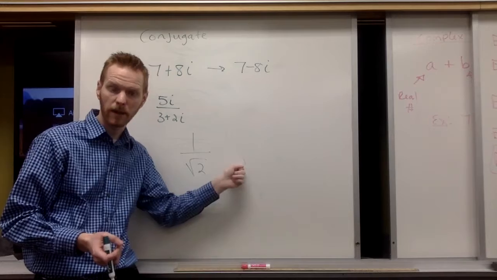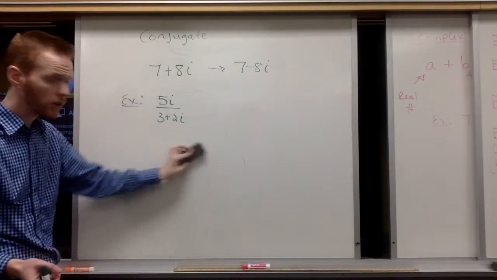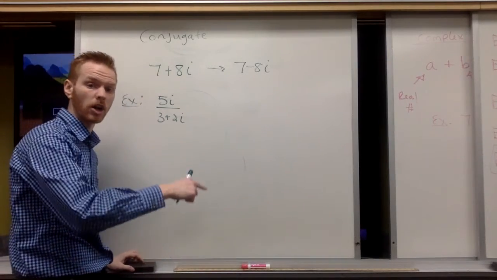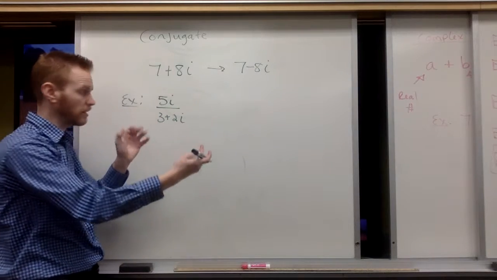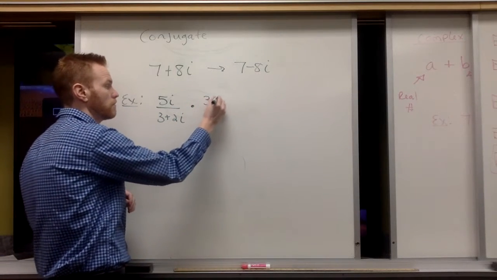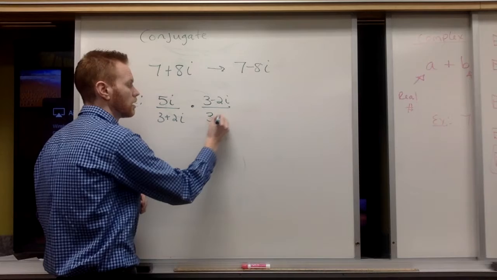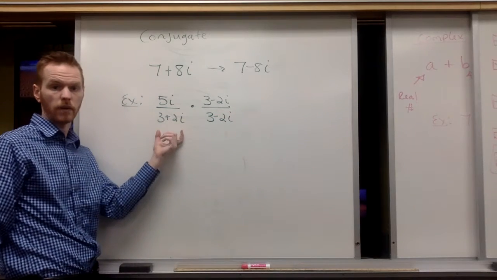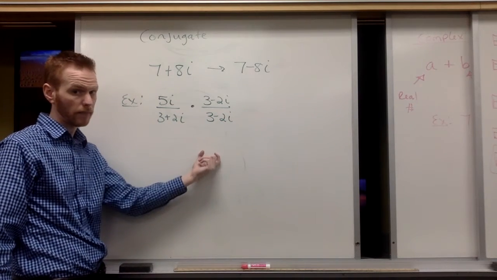Multiply top and bottom by the square root. Well, we're going to do the same thing here, but we're going to multiply by the conjugate to make this right. So let's go ahead and do that. So 3 minus 2i is the conjugate for this denominator. Okay, and we're going to multiply top and bottom by it.